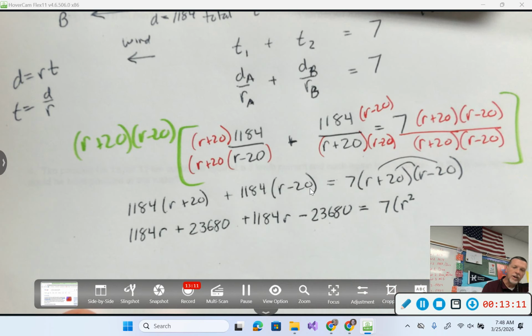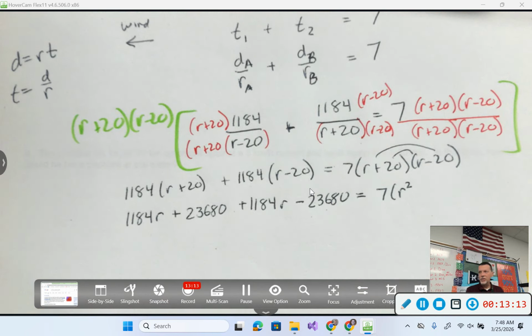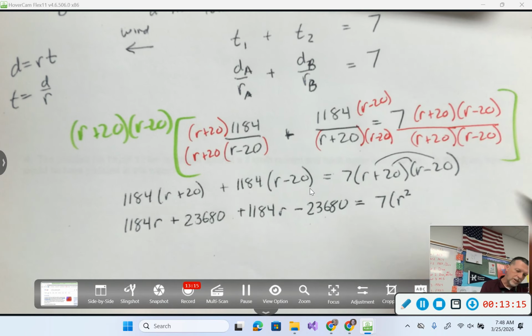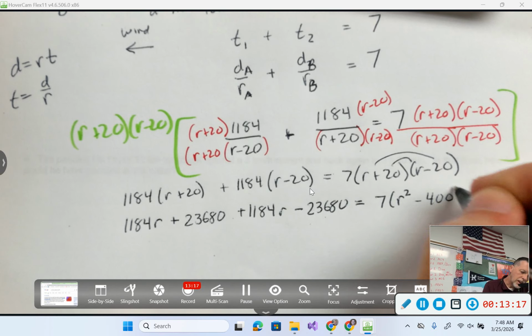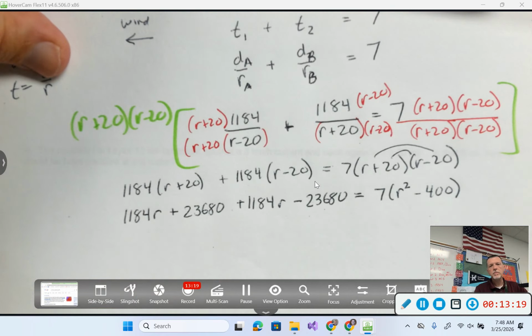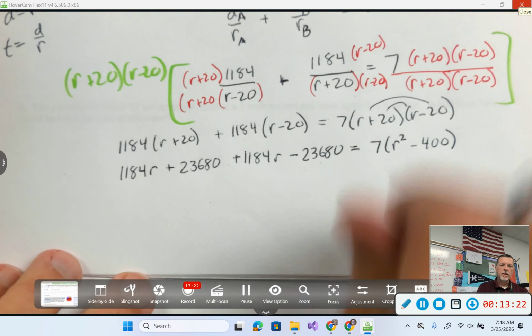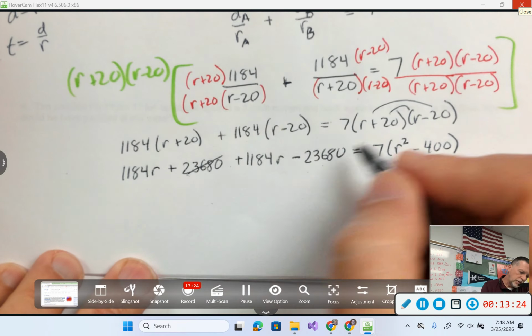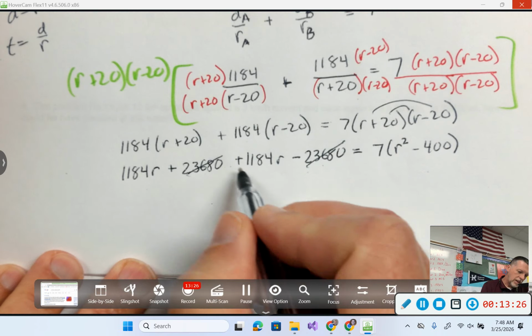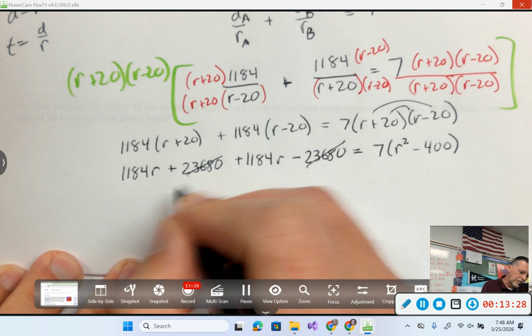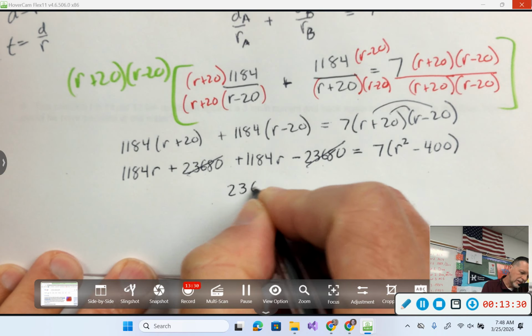That's a difference of squares, so I don't need a calculator for that. The middle terms will go away. 20 times 20 is 400. Let's see. We said those would cancel. There's our 2368. We add those back together again.